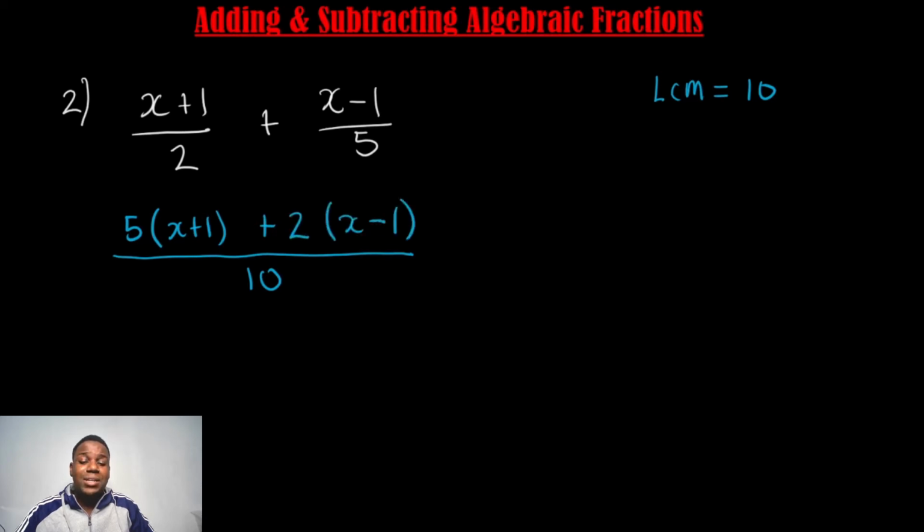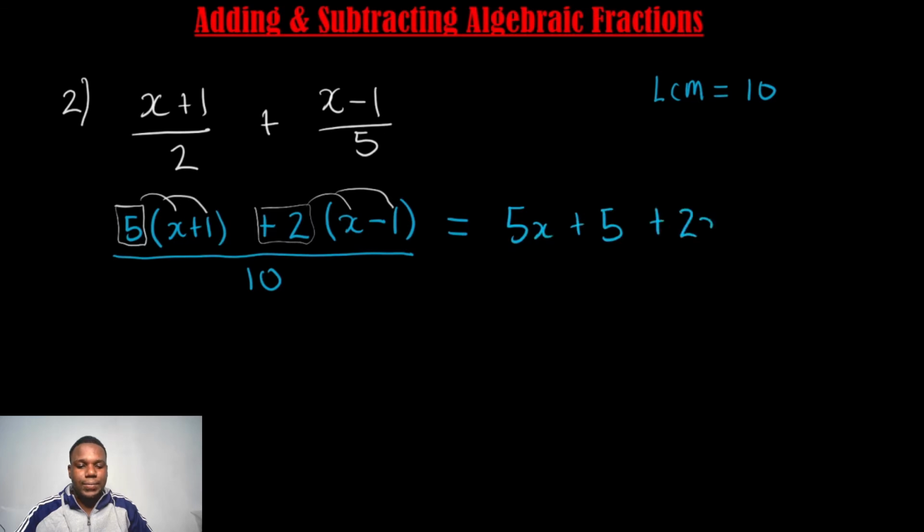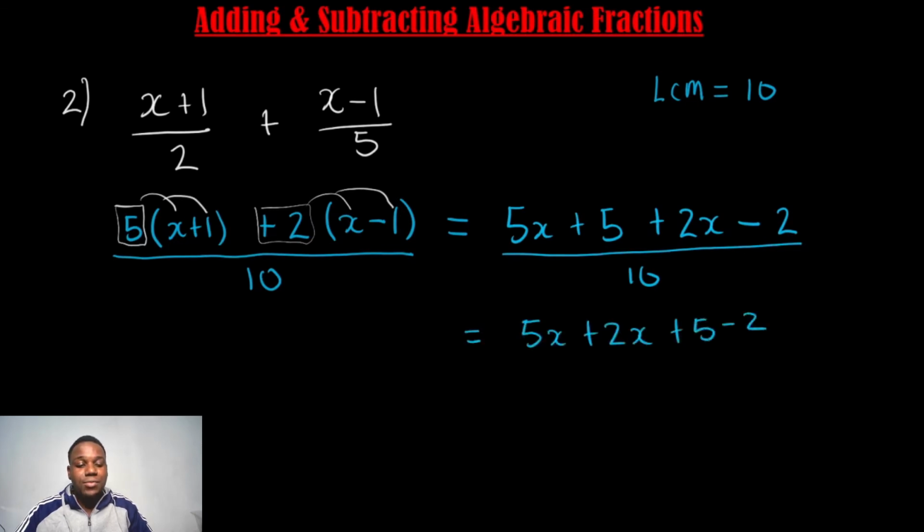Now we're going to expand the brackets, and we expand the brackets by multiplying the term outside of the bracket by each term inside. So we have 5x plus 5 plus 2x minus 2 over 10. Now we realize that there are some like terms here, so we're going to group our like terms. So 5x plus 2x are like terms, and we have two constants, positive 5 and negative 2. When we simplify these, we'll get 7x minus 3 over 10, which is our denominator. Now this cannot be simplified anymore, so that is our answer.